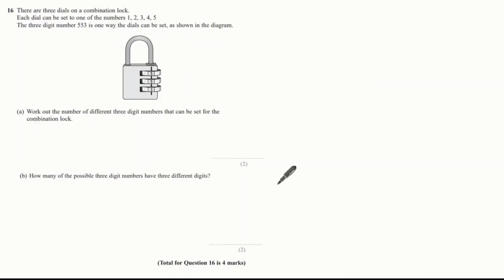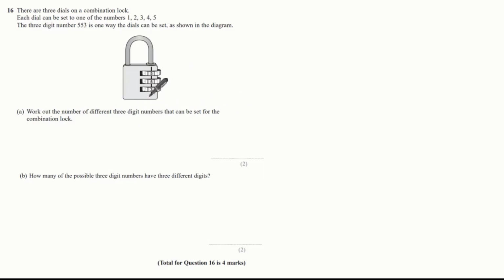Moving on to question 16, it says there are 3 dials on a combination lock. Each dial can be set to one of the numbers 1, 2, 3, 4, and 5. The 3 digits 553 is one way that the dials can be set as shown in the diagram. We're asked to work out the different 3-digit numbers that can be set for the combination lock.